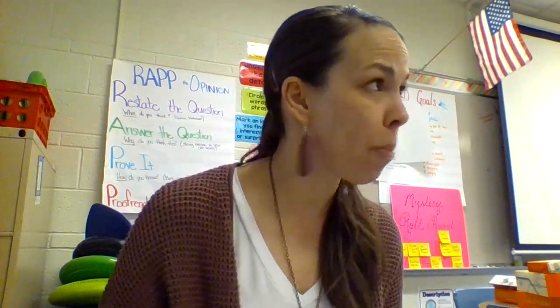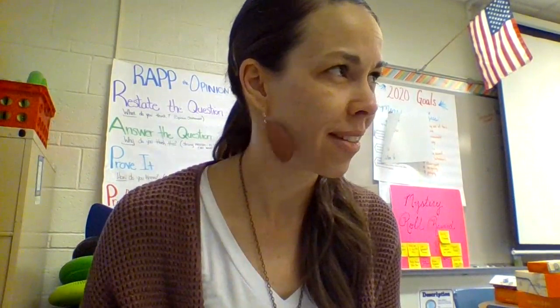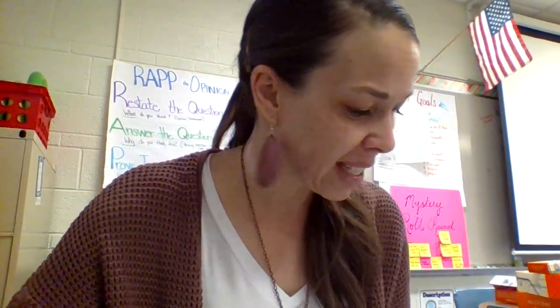Question 17. How should the underlined word in sentence 7 be written? Go back and look at sentence 7. Look at the word that's underlined. A, system, S-I-S-T-E-M. B, system, S-I-S-T-I-M. C, system, S-Y-S-T-E-M. Or D, correct as is.